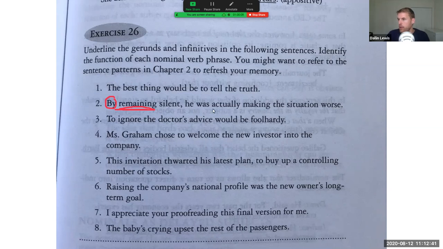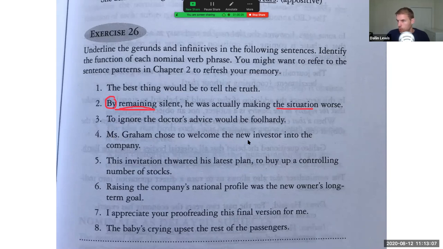And then over here, he was actually making the situation worse. You might think this is a gerund, but it is not. It is the present progressive form. He was making, well, I guess the past progressive form. What is he making? He's making the situation worse. So the situation is a noun phrase and that's the direct object. Worse is an adverb.